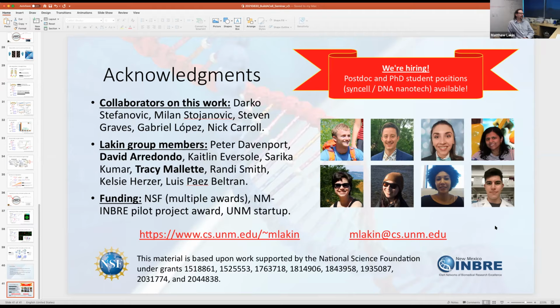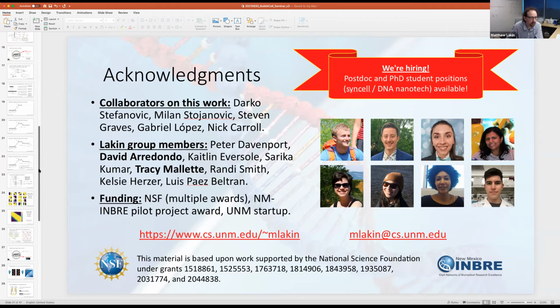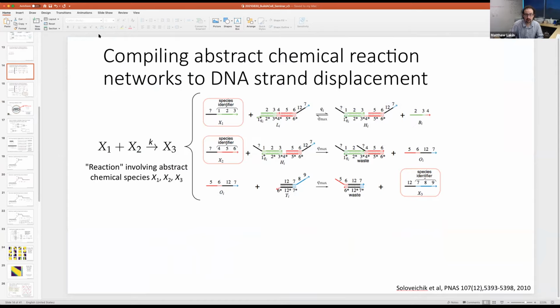Probably. I mean, the limit is more on the number of distinct signals, because that's where your sequence space goes. Let me go back through my slides and find the slide that would address this. So here, for instance, the sequences get used up mostly in differentiating the abstract species, the signals, the X1s, X2s, and so forth. The other complexes kind of follow from those.